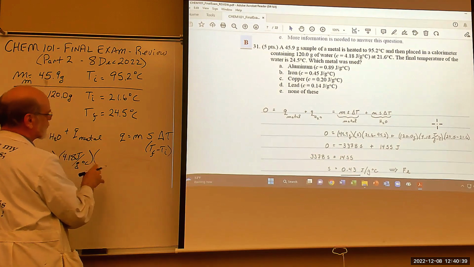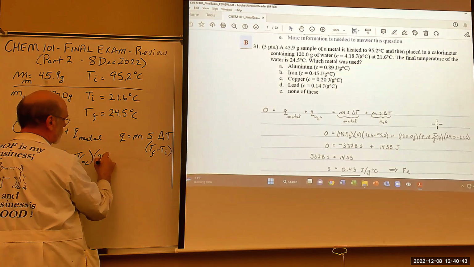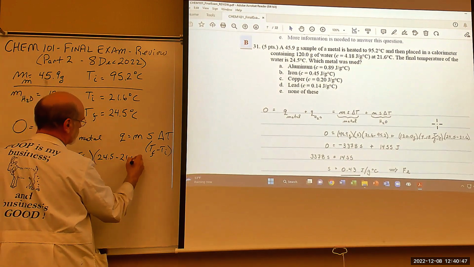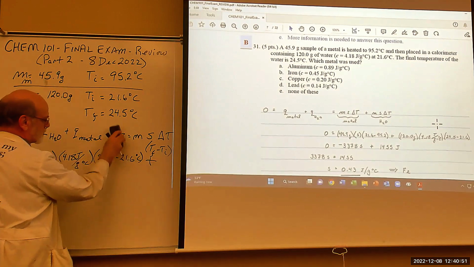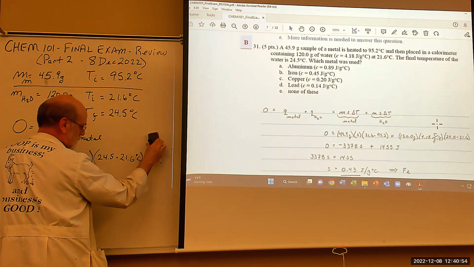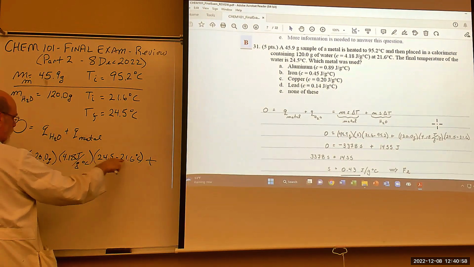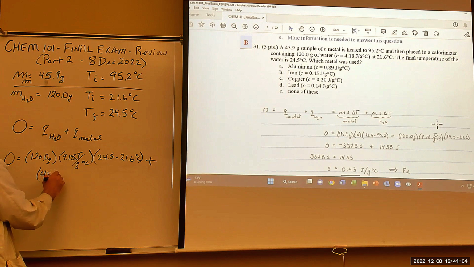Okay, and what's the change in temperature of the water? Well, the final temperature of water is 24.5. And it started out at 21.6. Okay. So let me erase this so we don't get too confused here. All right. So that's the heat change for water. What's the heat change for the metal? Well, the metal is a different mass. It's 45.9 grams.